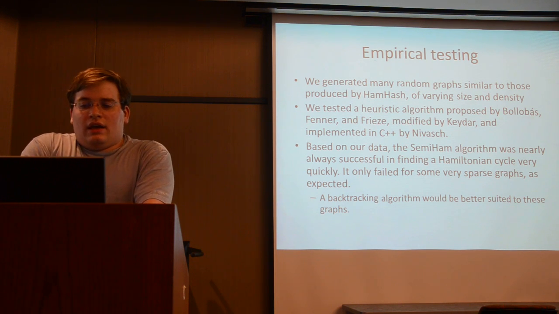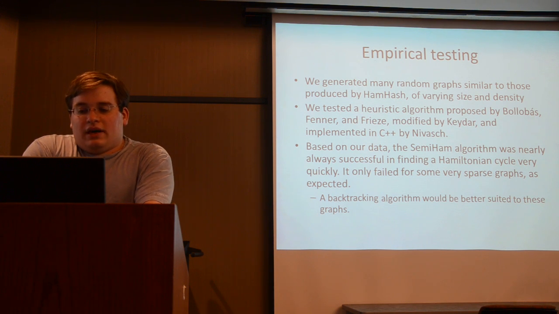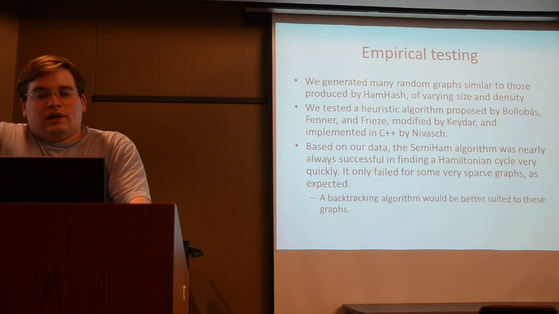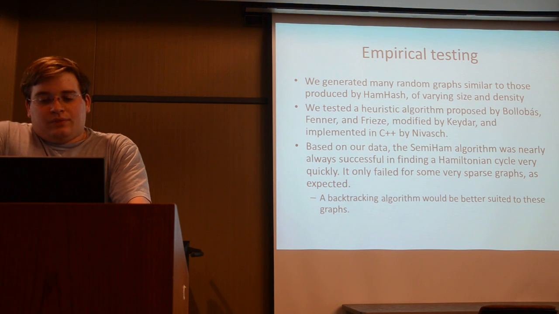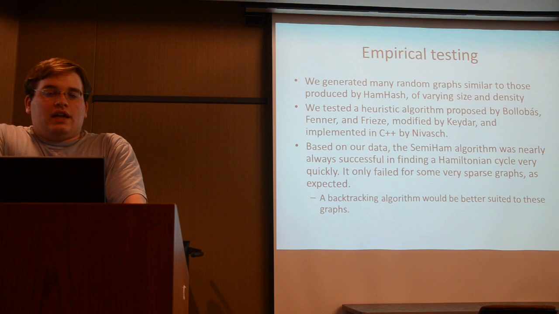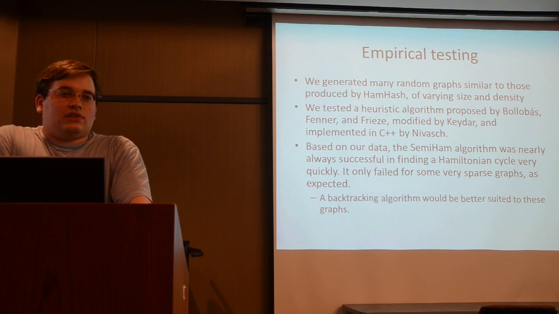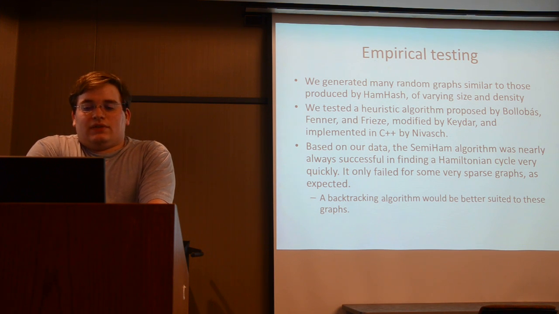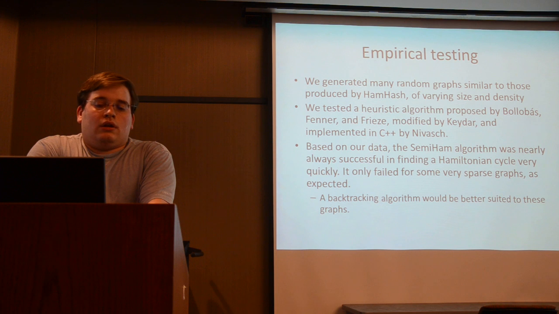And then we ran a heuristic algorithm. It's based on one that was proposed in the 80s by Bollobás, Fenner, and Frieze, and then it was modified to be more efficient by a person named Kedar, and finally implemented in C++ by Gabriel Navash. So we tested this out for graphs of a bunch of different sizes and edge densities, just to see how successful it would be. And what we found was that it was nearly always successful in finding a Hamiltonian cycle very quickly. It only failed for some very sparse graphs, which is what you would expect for a heuristic algorithm.